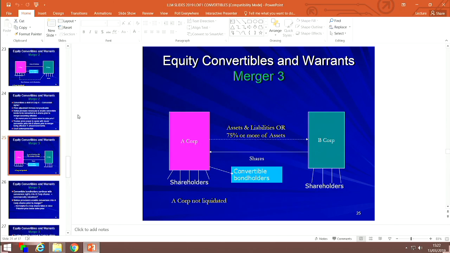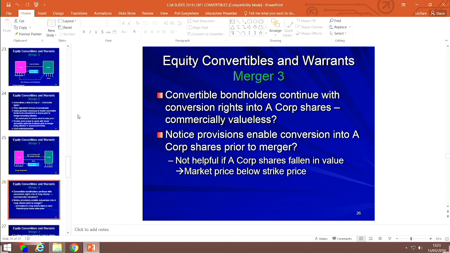The shareholders of A continue to hold shares in A. They're not given shares in B. The convertible bondholders continue to be convertible bondholders in A. And yes, they can certainly convert the bonds at the original conversion price into the shares of A, but question, what is the value of that conversion right? Answer, not a lot. It's virtually useless.